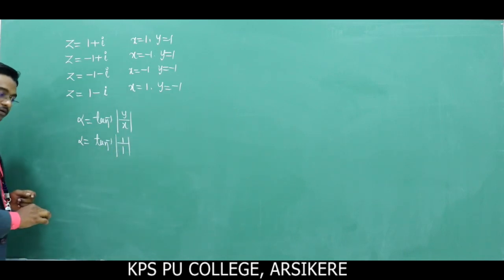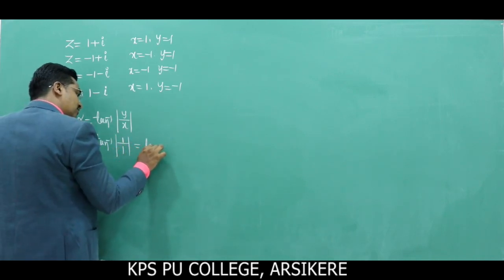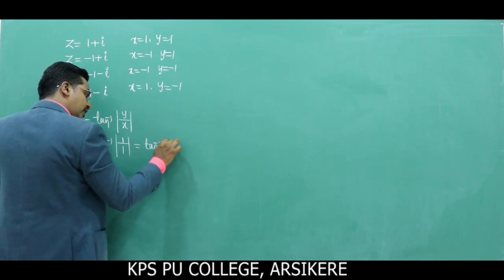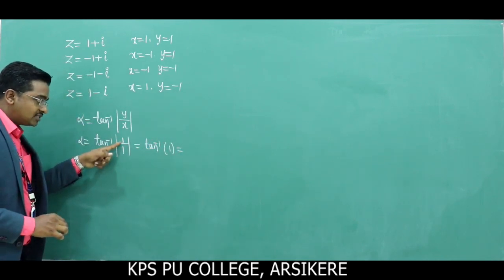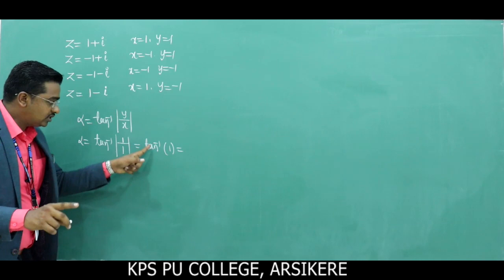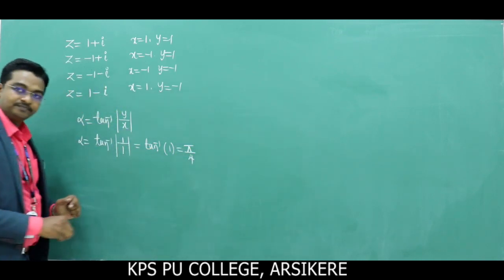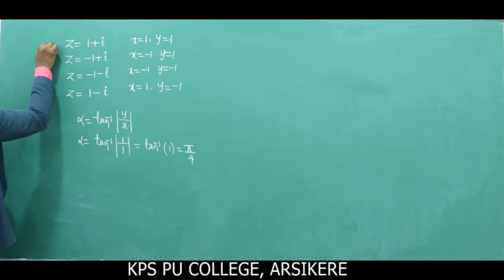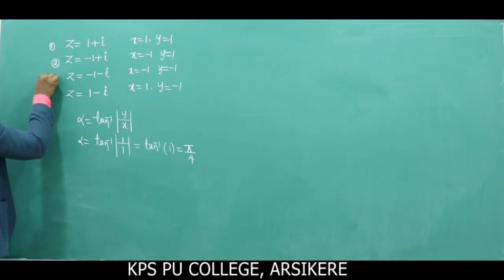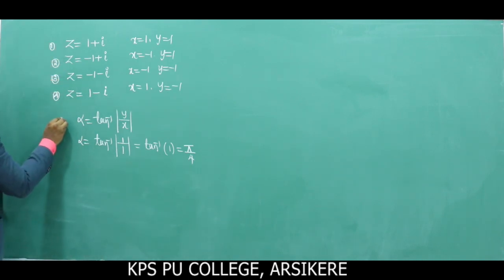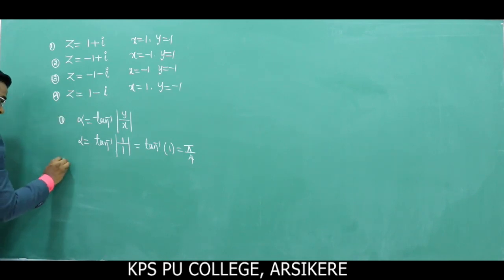So 1 by 1. We are left with tan inverse of 1. This is nothing but, when the modulus is removed, we get the positive value. So tan inverse of 1 is pi divided by 4. This is for the first one.